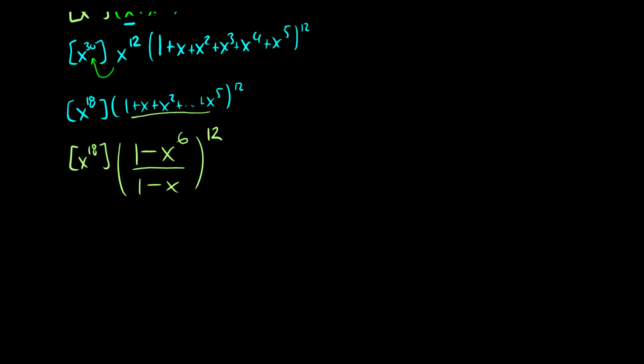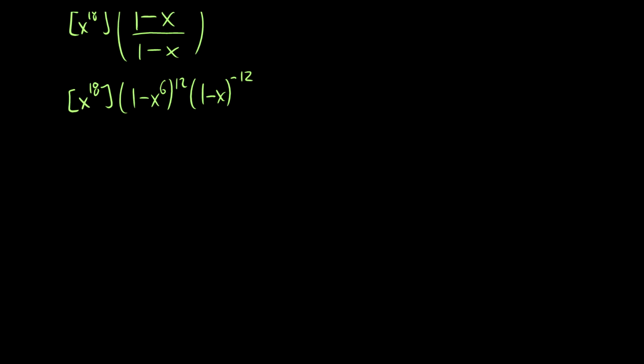Okay, so let's write this a little bit nicer. This is x to the 18 of 1 minus x to the 6th all to the 12th times 1 minus x to the negative 12th. This is where things get tricky. In fact, it's where it gets very tricky. So listen up very closely to this. I had troubles with this for quite a while. Never really understood it till I got to my final exam in the course, and it wasn't even used there, so how disappointing, right?